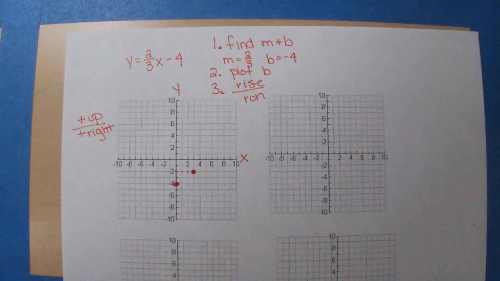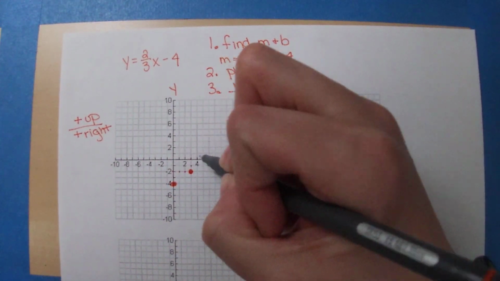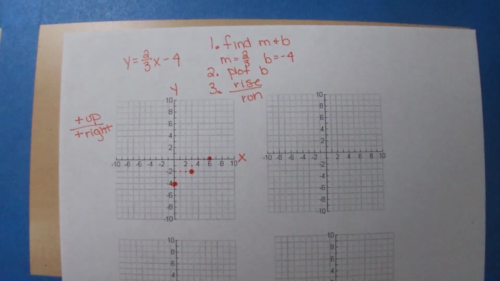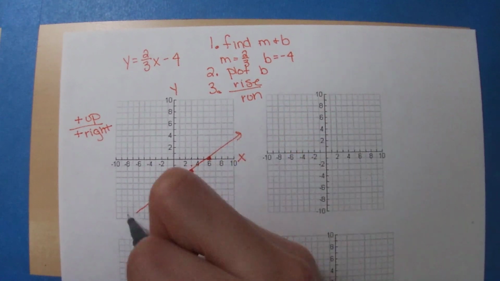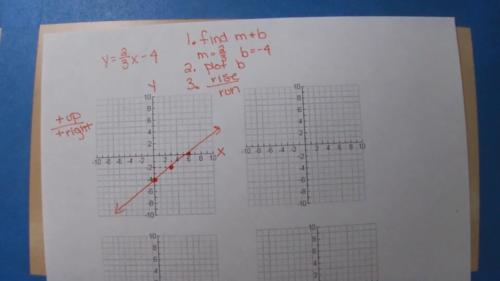over 3. Now, you only need 2 points to make a line, but I usually make a couple of them. It helps me actually make my line, but in Aleks, it does it perfectly for you. So I'm just going to draw my line through there, and there is my graph.